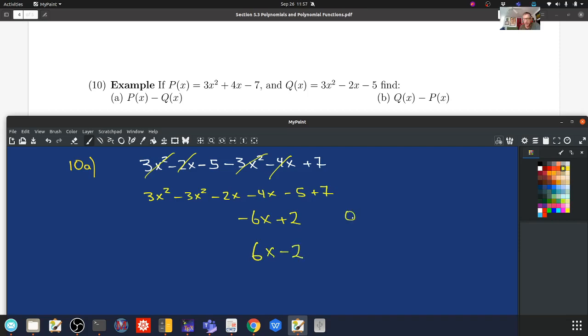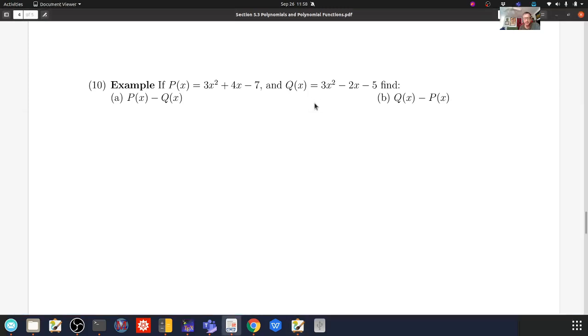So this is q of x minus p of x, and this is p of x minus q of x. And you'll notice that these two are almost exactly the same, except each term has the sign changed. And that's exactly true in math. 7 minus 3 is the same thing as minus 3 minus 7. So 4 is equal to minus 4. So we see that right there.